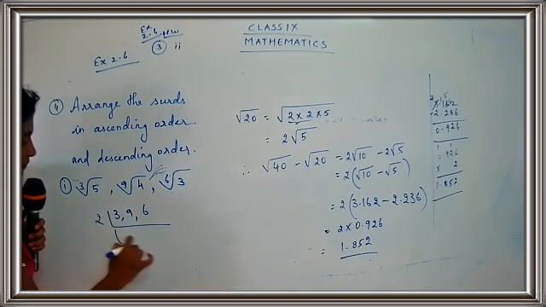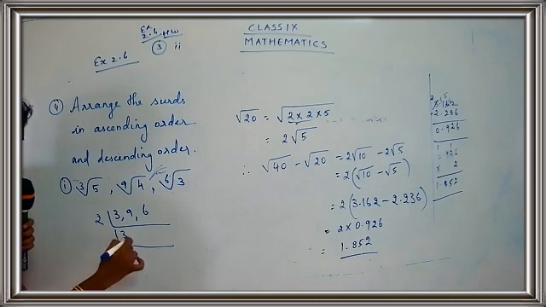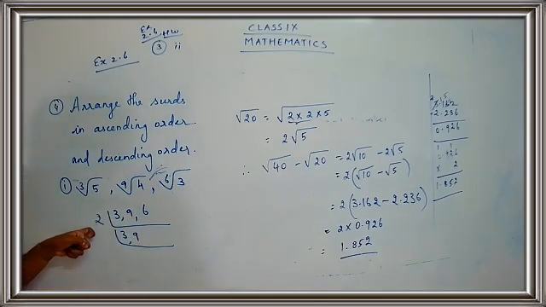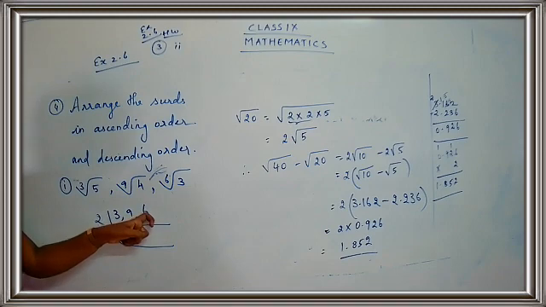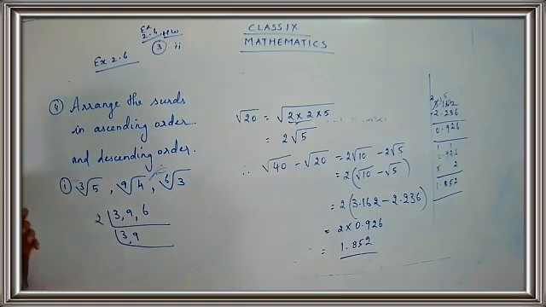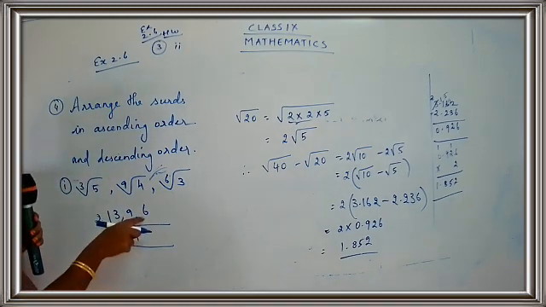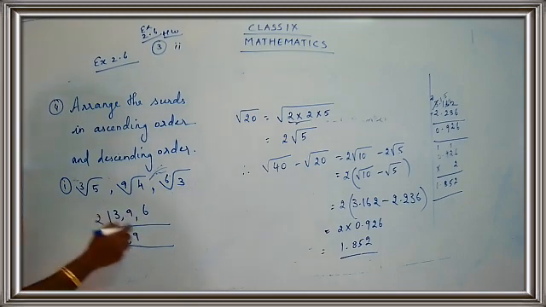So 2. Keep 3 as 3. Keep 9 as 9 because 3 is not divisible by 2 and 9 is not divisible by 2. So keep these two numbers as they are. Now 6 is divisible by 2, since 2 into 3 gives you 6. So when you divide 6 by 2, you get 3. So put here 3. Are you getting my point, children?